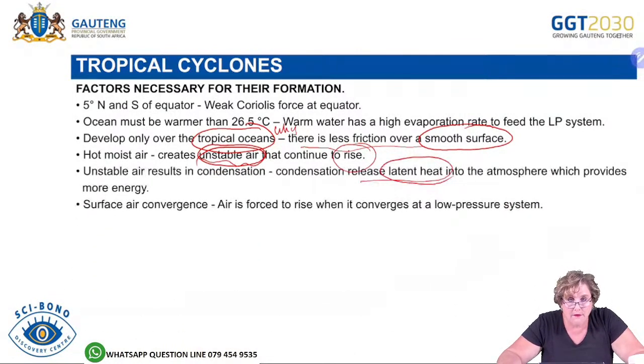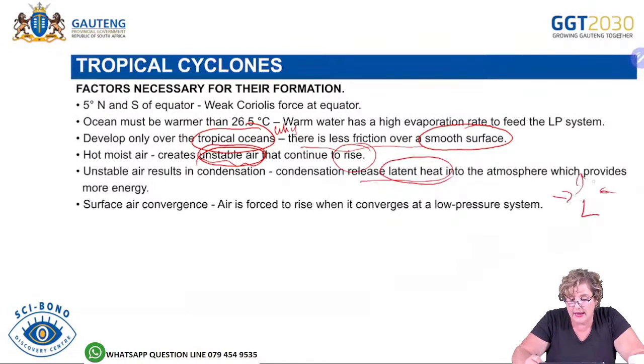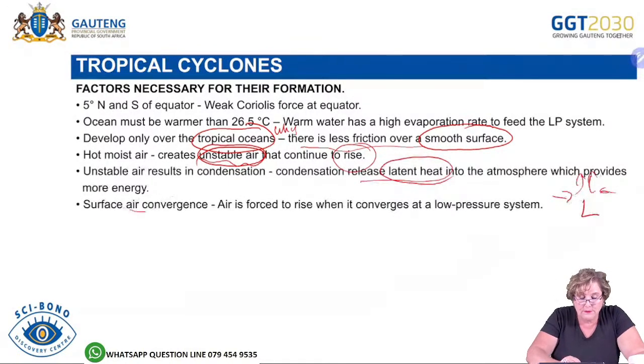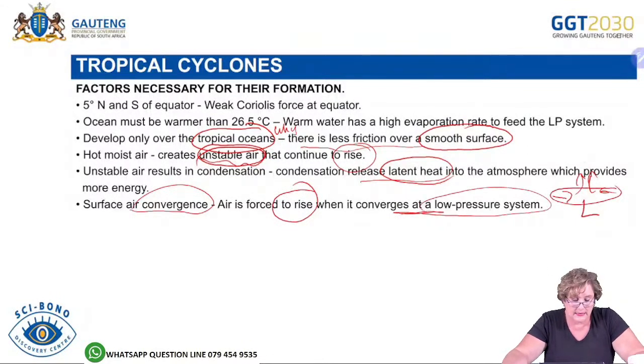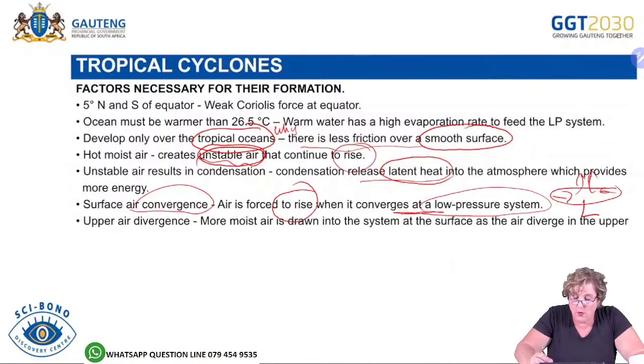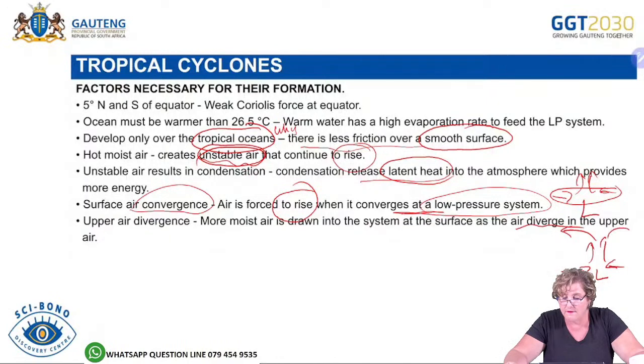On the surface we have convergence. Remember, it's a low pressure, air converges and then it starts rising. So the surface air converges. When convergence takes place, air rises and it converges at the low pressure system here in the center. In the upper air we have divergence. More moist air is drawn into the system at the surface as the air diverges in the upper air. So I have surface convergence with the low pressure, air rises, and in the upper air I have divergence of air.